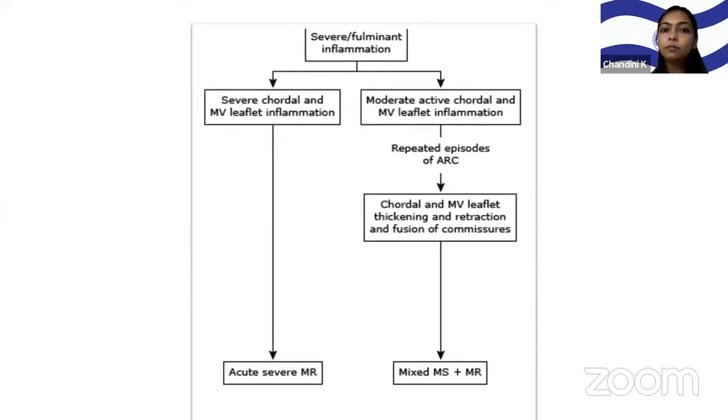Whereas in severe or fulminant inflammation, in acute cases, if the chordal inflammation is severe, it can lead to acute severe mitral regurgitation. Whereas moderate chordal and leaflet inflammation with repeated episodes will cause leaflet thickening and retraction, followed by fusion, leading to a mixed lesion. That is, there will be mitral stenosis as well as regurgitation.